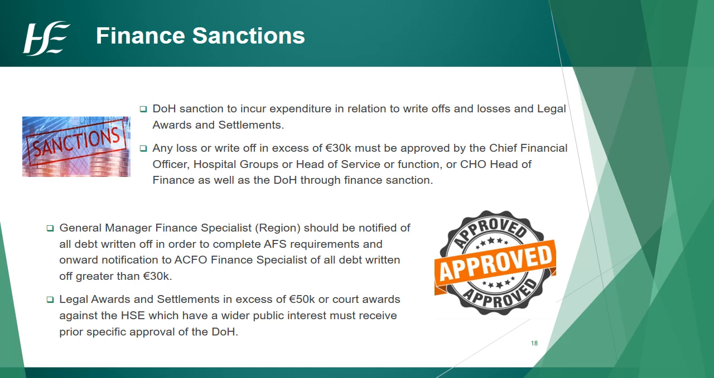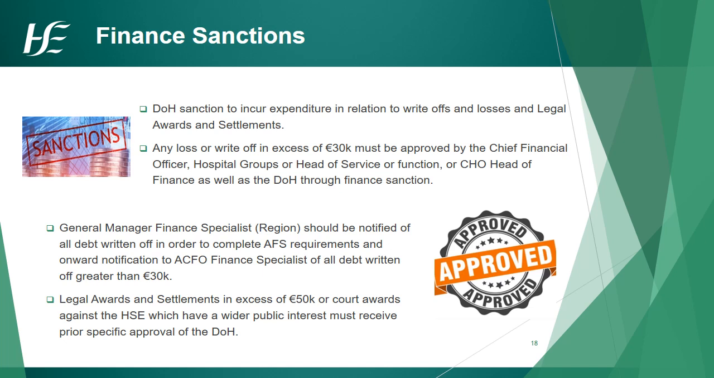Financial sanctions. The HSE must comply with specific requirements of the Department of Health in relation to obtaining sanctions to incur expenditure in relation to write-offs, losses, legal awards and settlements. For example, claims that are not covered by the State Claims Agency or HSE insurance policies. The HSE is required to comply with the Public Financial Procedures (PFP), and any finance sanctions must be given the appropriate approval by the Department of Health. The HSE must ensure that all reasonable efforts have been made to recover the losses or debts, and that there are effective systems and controls to limit any future losses of a similar kind.